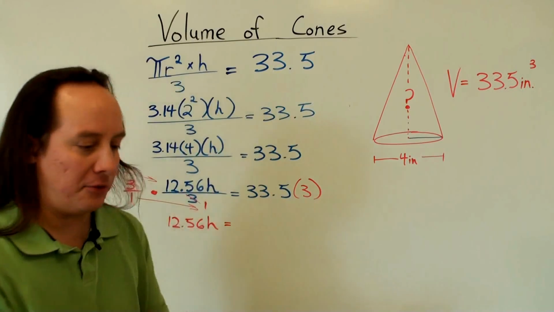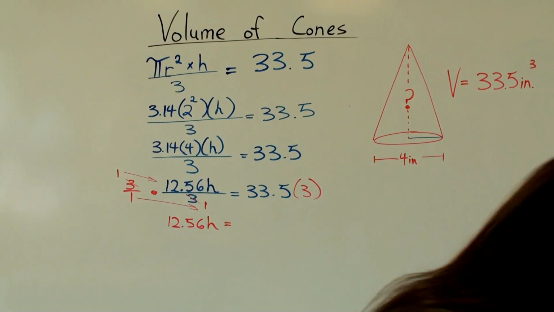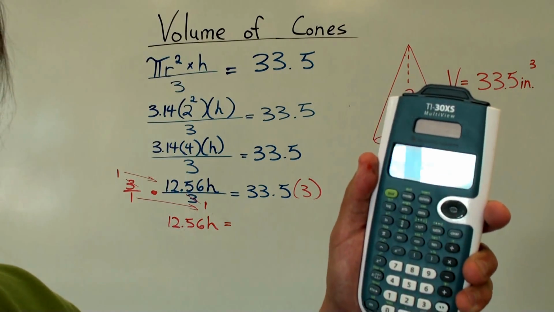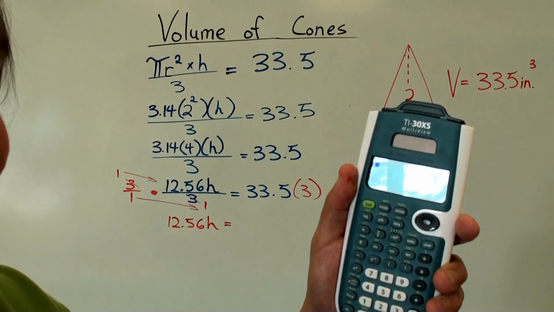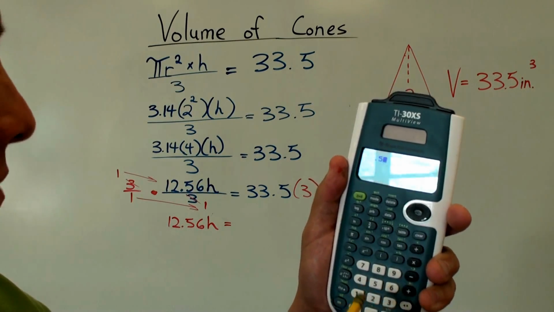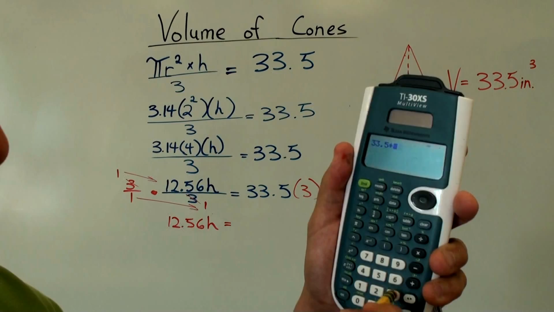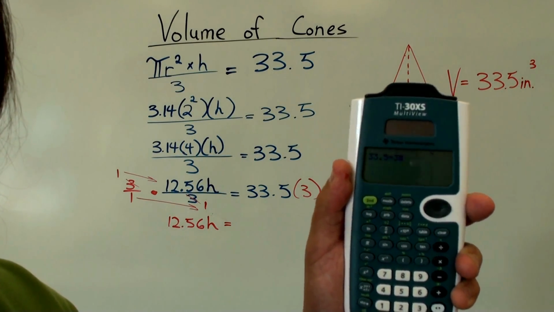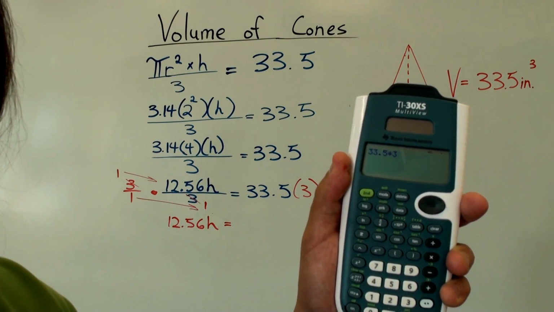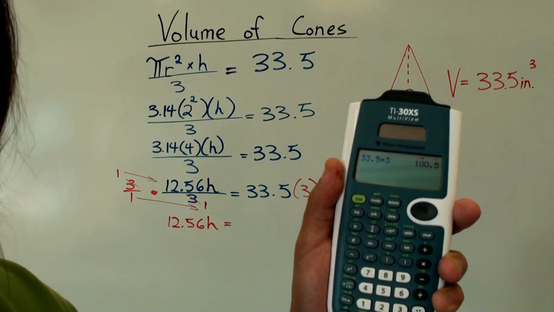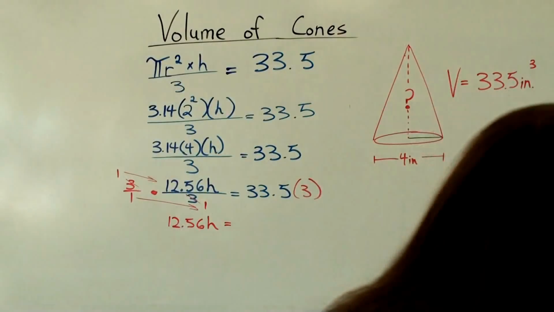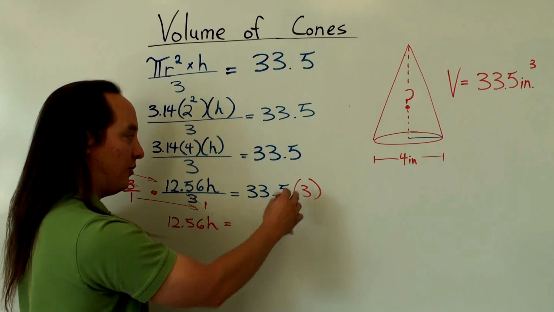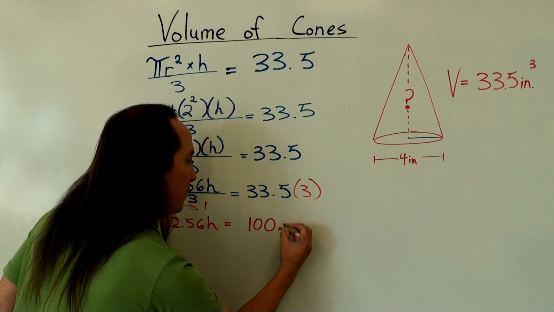So 33.5 times 3. Go ahead and break out your calculators and give it a go. I'll just do it here with you guys. Let's see if I can get some angle where you guys can see the screen. Okay, so 33.5 times 3. I think you guys can see that. 33.5 times 3 is equal to 100.5. So this multiplication is equal to 100.5.